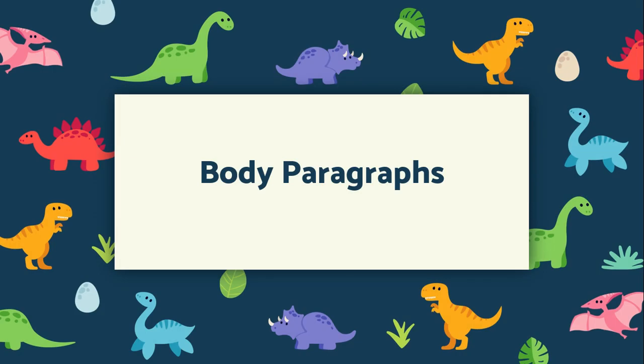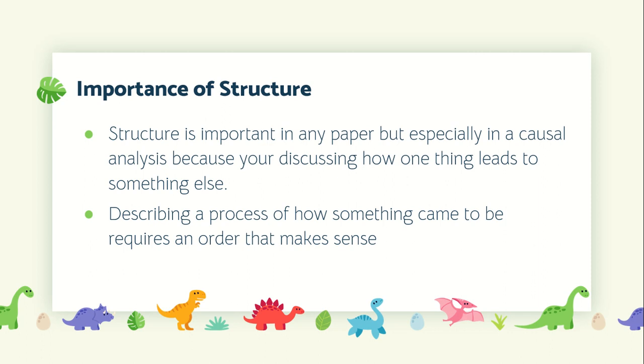And for the body paragraphs, the first thing you need to do is recognize the importance of structure in a causal analysis paper. Structure is important in any paper, but especially in a causal analysis, because you're discussing how one thing leads to another. Describing a process of how something came to be requires an order that makes sense.